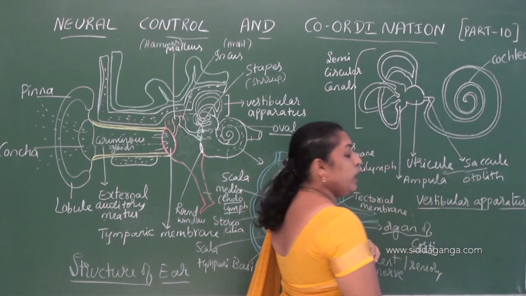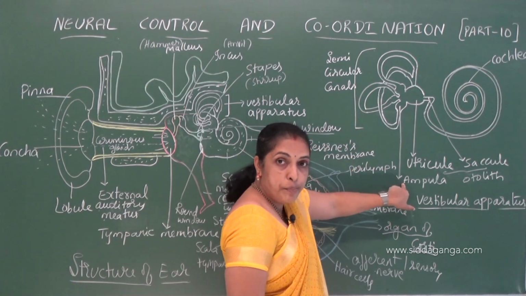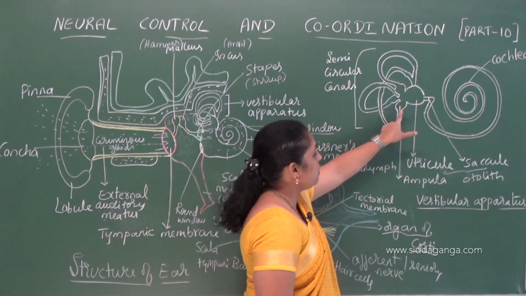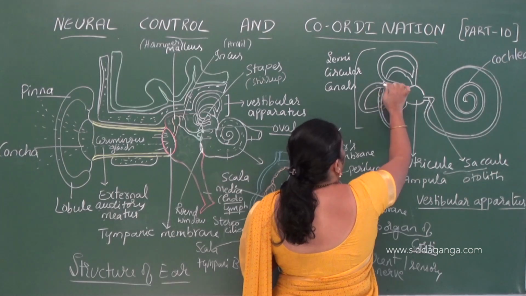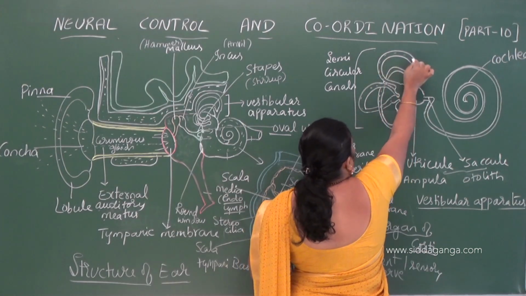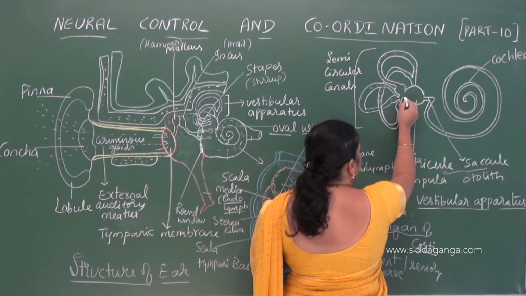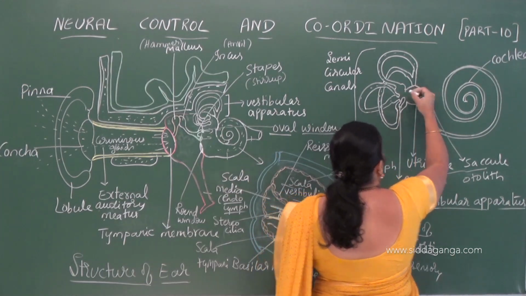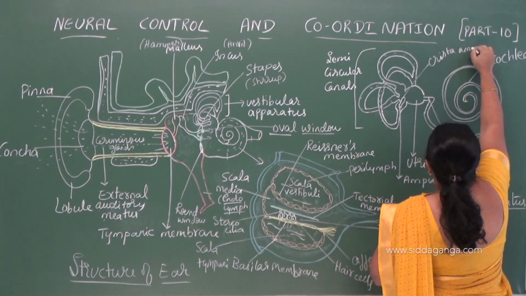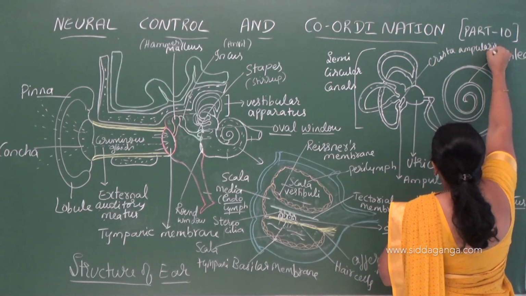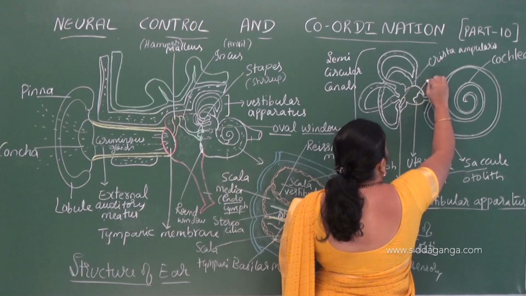Together they are called otolith, and the expanded part of the semicircular canals is called ampulla. The expanded part of the semicircular canals is called ampulla, and they are also filled with fluid. And this expanded part of the ampulla contains an elevated ridge-like structure called crista ampullaris. And utricle and saccule also contain an elevated ridge called macula.